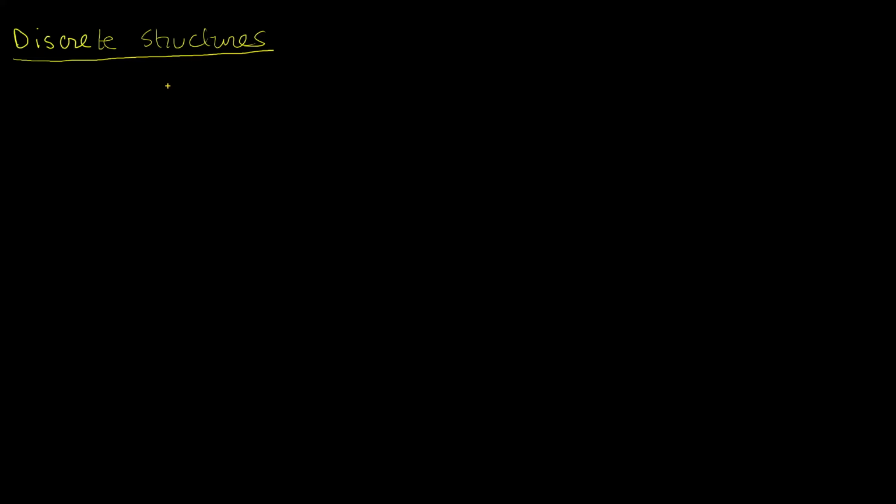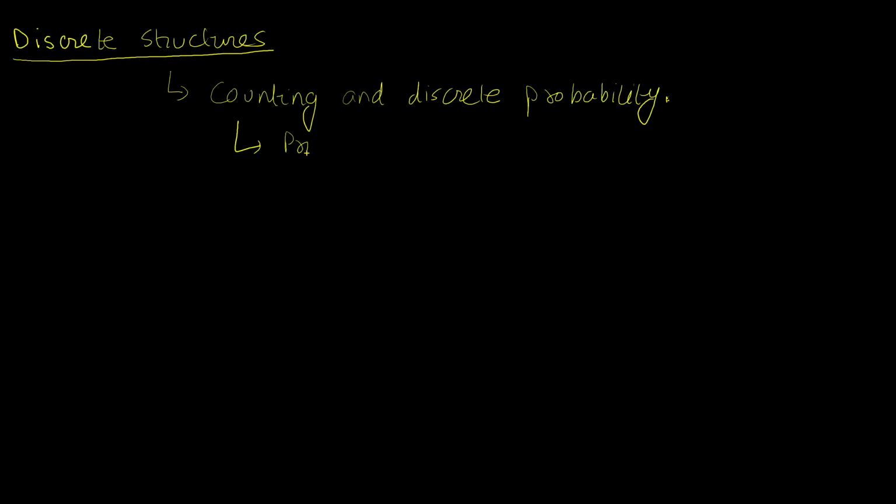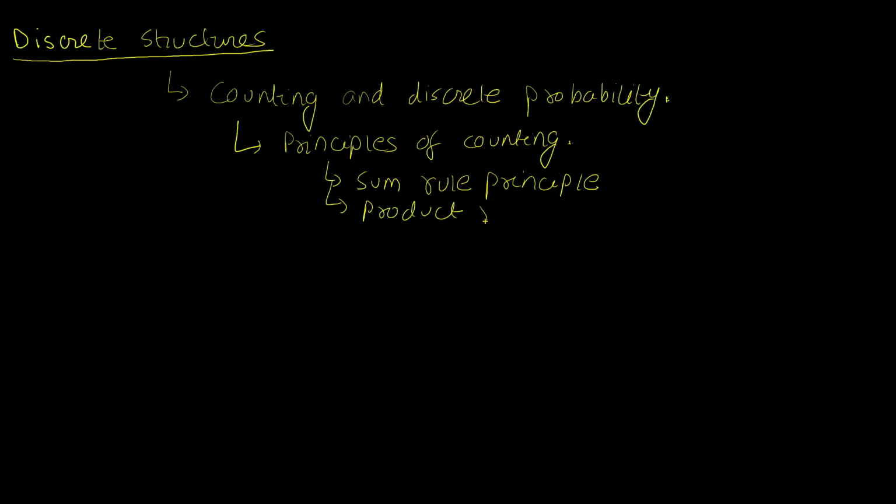Okay, so welcome to the 38th video in the discrete structure series, and this video is going to be the start of a new chapter, counting and discrete probability. Under this topic, we'll be looking into different principles of counting, and under this, we'll be discussing the sum rule principle, the product rule principle, and we'll introduce this as the foundational concept in combinatorics.